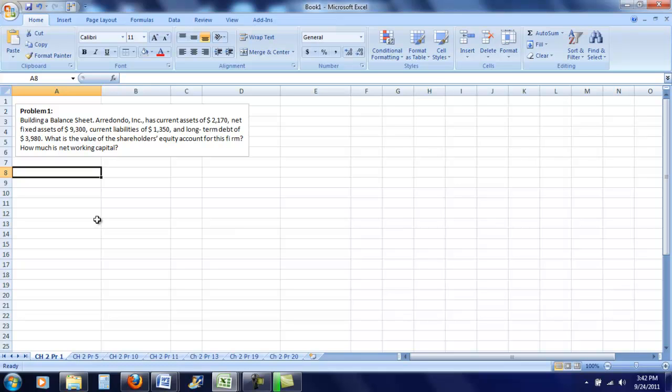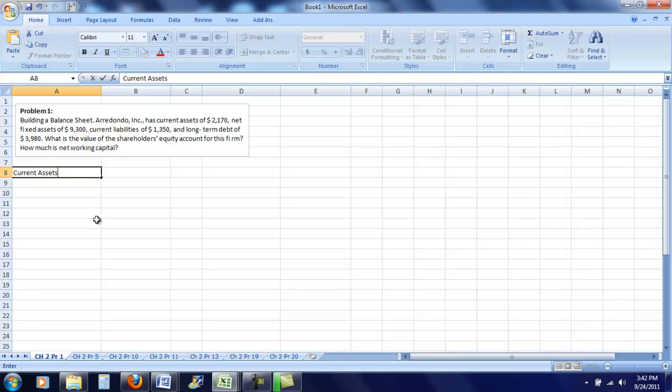The company has current assets of $2,170, net fixed assets of $9,300, current liabilities of $1,350, and long-term debt of $3,980. It asks you what's the value of the shareholders' equity account for this firm and how much is the net working capital. So step 1, I'm going to create a little balance sheet here.